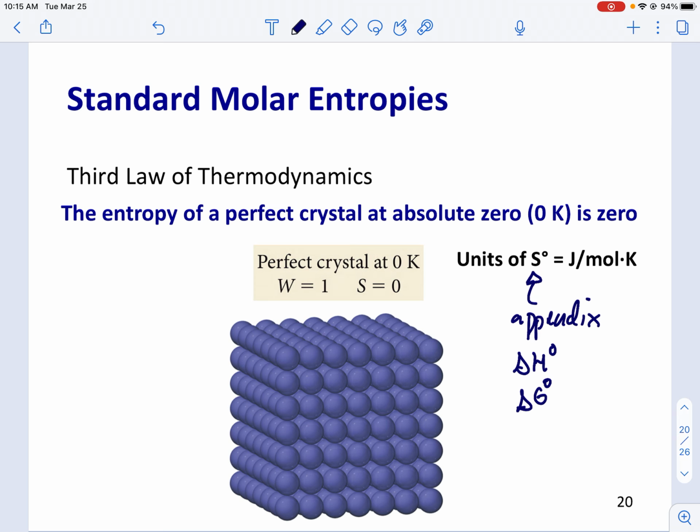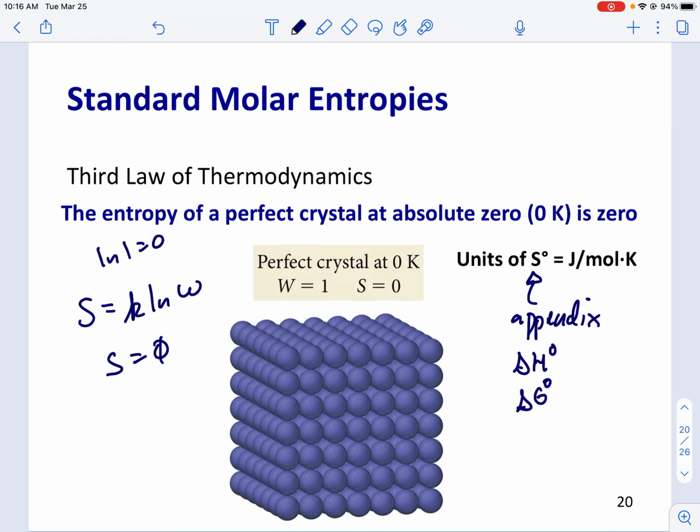So again, why is the entropy 0? Okay, a perfect crystal, every atom only has one place it can be in. And so if there's only one microstate, remember the definition of entropy is S equals k ln W. If W equals 1, then ln of 1 equals 0, so then S equals 0. All right.